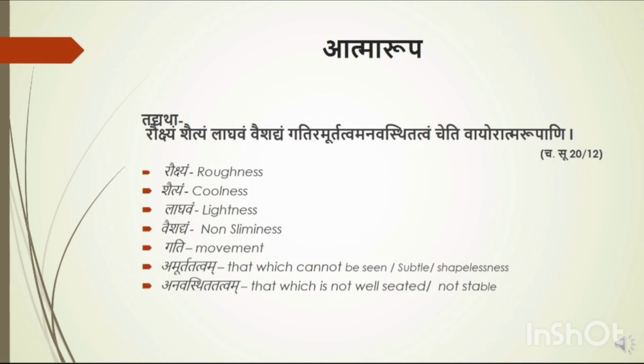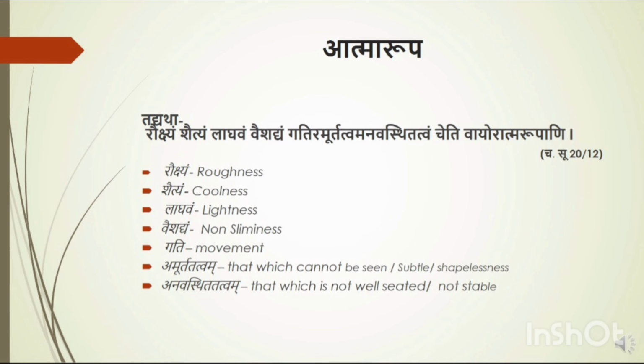The shloka goes like this. Tadhyada Rauksham, Shaityam, Lagavam, Vaishadhyam, Gadiramurtatvam, Anavastithatvam, Cheti, Vayur Atma Rupani. Now I'll split and read for you the shloka. Tadhyada Rauksham, Shaityam, Lagavam, Vaishadhyam, Gadi, Amurtatvam, Anavastithatvam, Cha iti Vayoho Atma Rupani. The reference is from Charaka Sutrasthana, 20th chapter, 12th shloka.